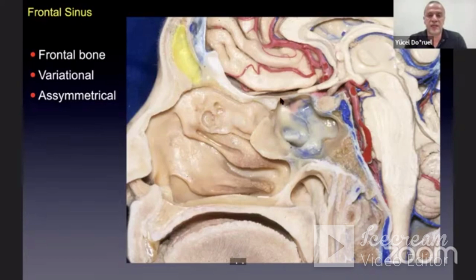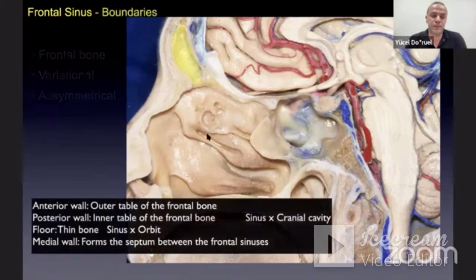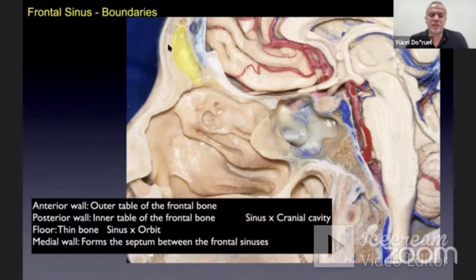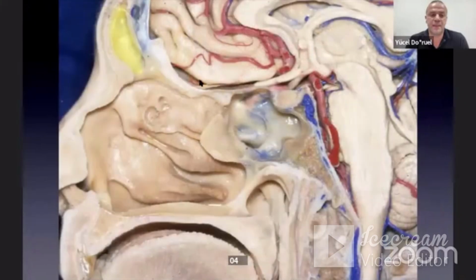This is the sagittal section of the frontal sinus in a cadaver, and you can see its close relationship with the nasal cavity. As I mentioned, its anterior wall is created by the outer table of the frontal bone, and the posterior wall is the inner table of the frontal bone, which separates the sinus from the cranial cavity. Its floor is a thin bone that separates the sinus from the orbit, and the medial wall of the sinus forms a septum between the two sinuses.